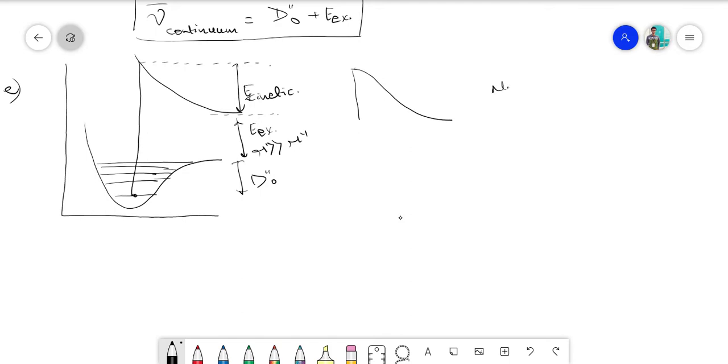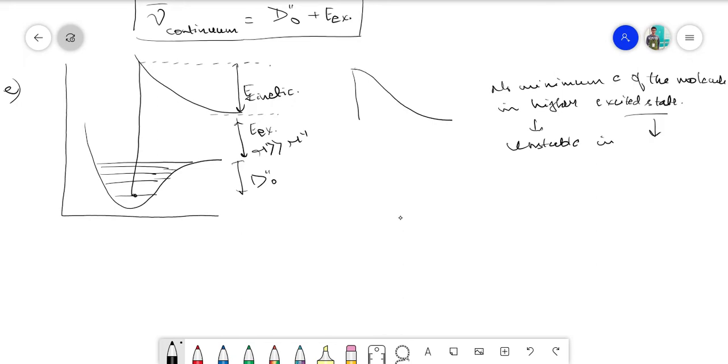There will be no minimum energy of the molecule in the higher excited state. What is it? The molecule will be unstable in the excited state, and it will readily dissociate.